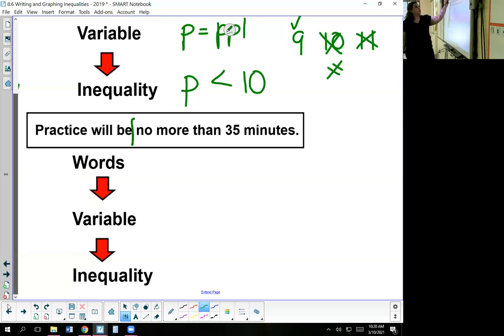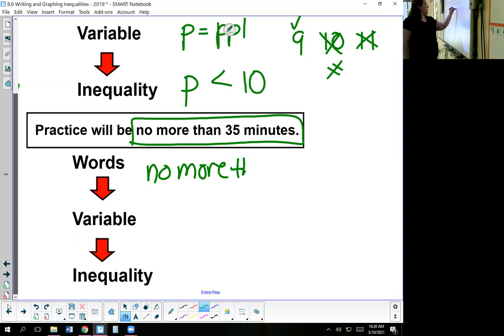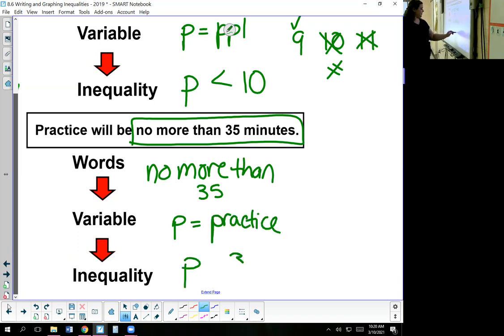Practice will be no more than 35 minutes. No more than. That's like the limit, the maximum it could be. No more than 35. So let's just say P is for practice. So practice 35. Can practice be 34 minutes? Can practice be 35 minutes? Or can practice be 36? So no more than 35.